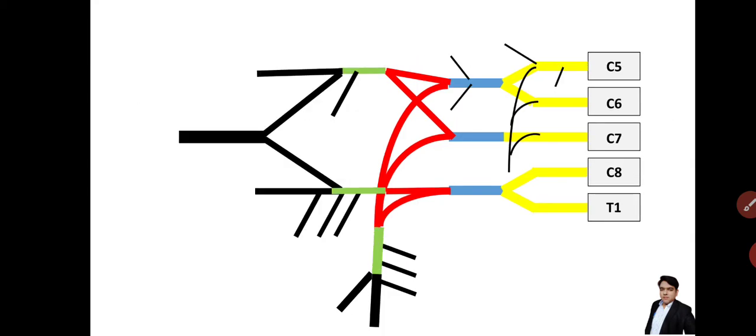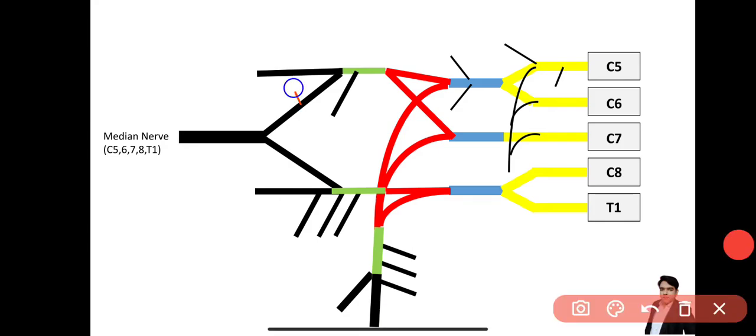So this is the whole diagram of brachial plexus, and here you can see the median nerve, which is formed by the lateral root of median. This is lateral root of median and this is medial root of median. They join to form median nerve, and root value is C5, C6, C7, C8 and T1. So there are two nerves having all the root values of brachial plexus, that is radial nerve and median nerve.